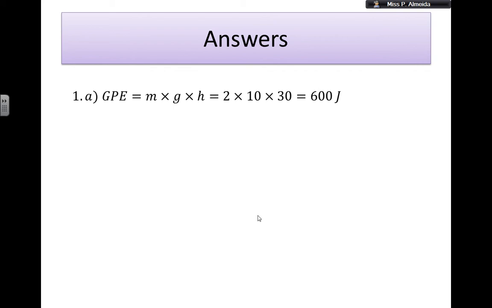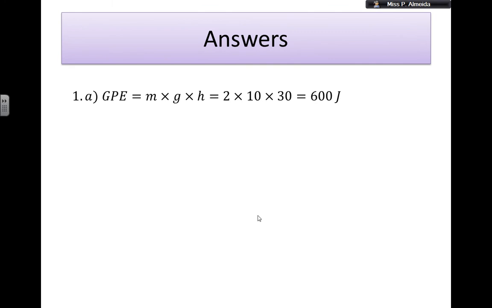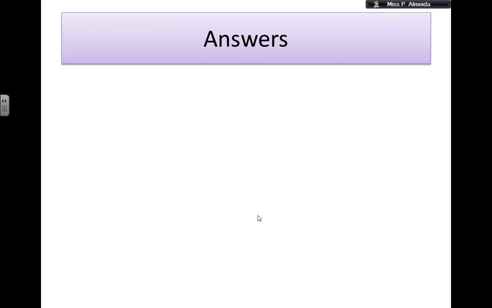Alright, that's the GPE. What is the kinetic energy of the box just before it hits the ground? Well, if all my gravitational potential energy is converted to kinetic energy as I fall, then my change of GPE equals my change of kinetic energy. So assuming that I have no friction, the kinetic energy just before it hits the ground should be the same, 600 joules. Next question.